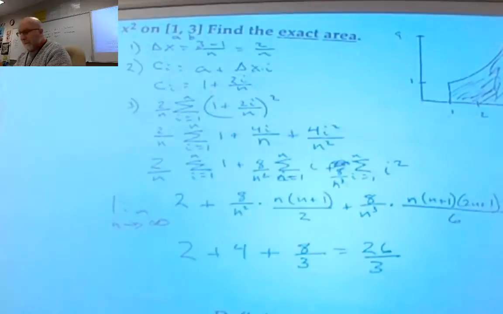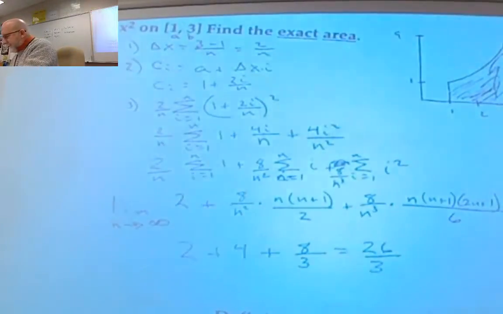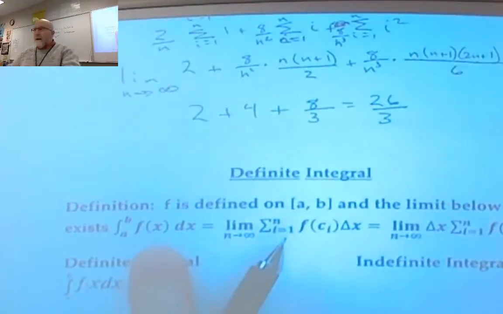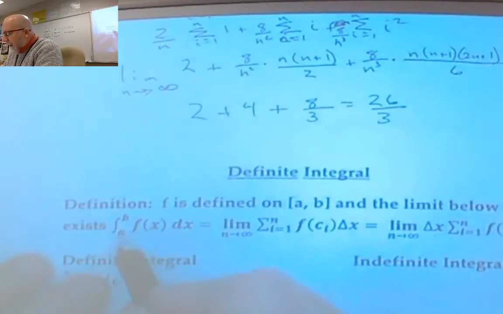All right? Now, this is the definition of a definite integral. Here's A, here's B. A is always on the bottom. B is always on top. The smaller number always goes on the bottom. The larger number always goes on top. And what that is, you're finding the area underneath that curve.